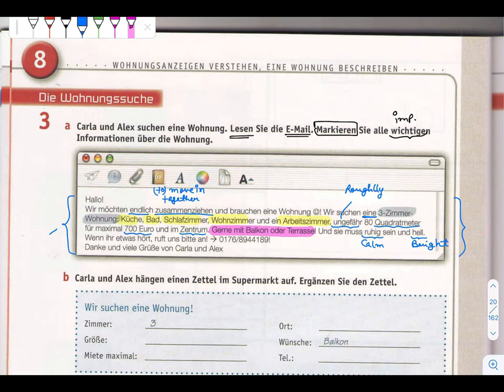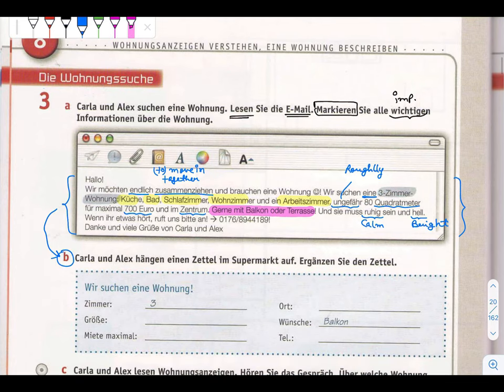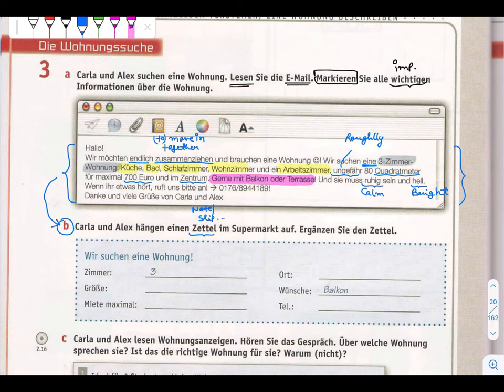Now, same with this. This question is also related. 3b. Carla und Alex hängen einen Zettel im Supermarkt auf. Zettel means note or slip. They just found a note or a slip in the supermarkt. Ergänzen Sie den Zettel. Wir suchen eine Wohnung. Zimmer 3. Yes, they told here how many rooms they want. 3. Größer. They also told here about the size. How much size they want.